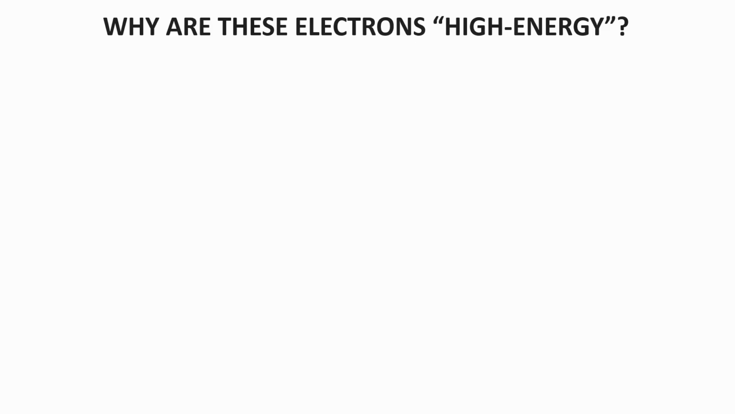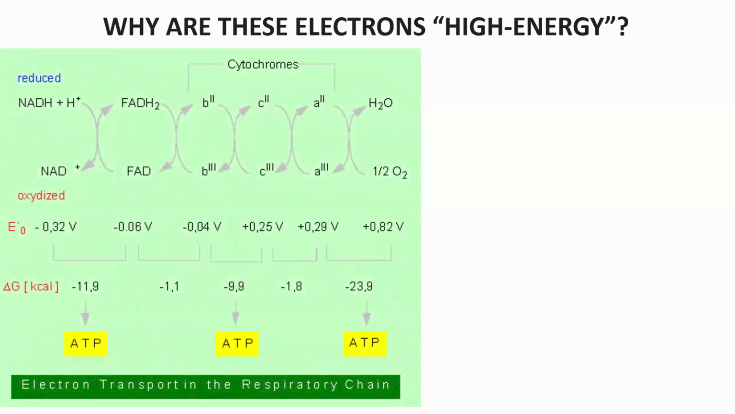But why do we get to say they're high energy? Or what do we mean when we say high energy? Well, that's what I'm trying to get at here. Let's take a look at what's actually happening here. What we're seeing is a chain of redox reactions. NADH is in its reduced form, and it loses its electrons. So NADH becomes oxidized, but it loses its electrons to FAD. FAD becomes reduced.